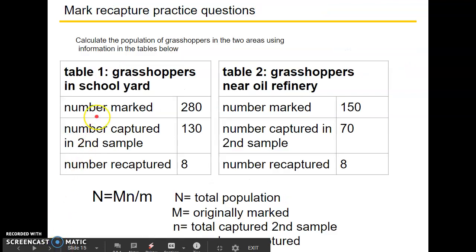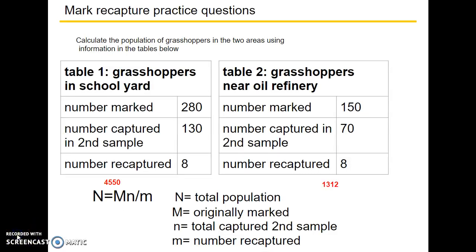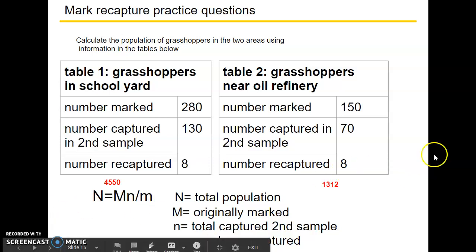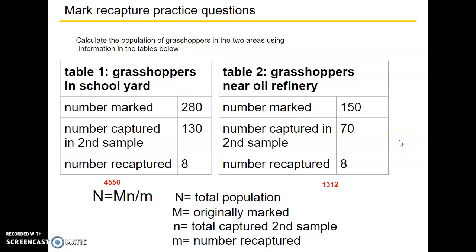So pause the video and try to do the calculation for table 1 and table 2, and then we'll take up the answers. Okay, so I put the numbers there. So in the grasshoppers in the schoolyard, there's 4,550, and in the oil refinery, there's 1,312. So I rounded down, probably got 0.5. Round down because you can't have half of a grasshopper. It doesn't really count. Okay, so there's a question on page 508 in your textbook that I'm going to assign after. I'll give you some textbook questions to do. I think that's what some people had requested when I did that survey.